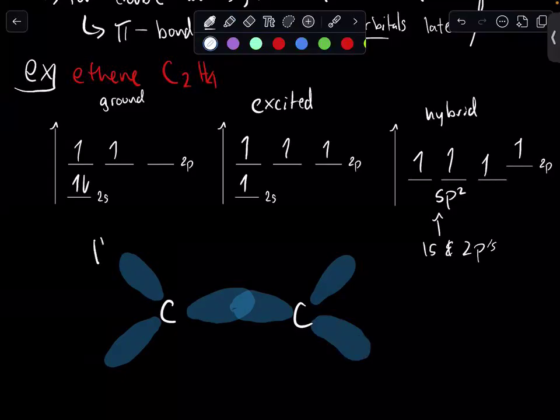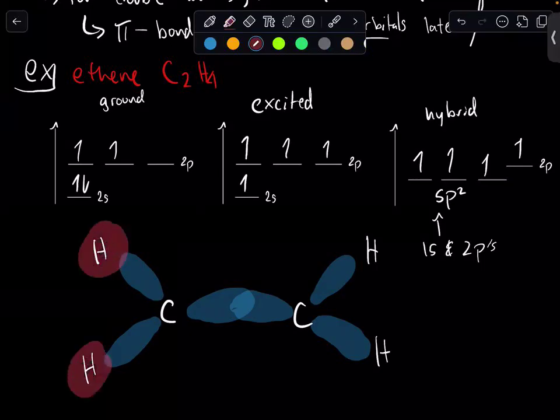And so when we draw our hydrogens in this picture, we'll see that the hydrogens' orbitals have that overlap. That's our sigma bond. So these are all our sigma bonds right here. And these are all going to be sp2 orbitals.